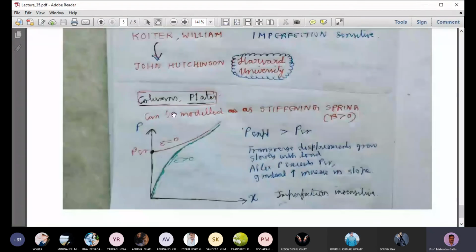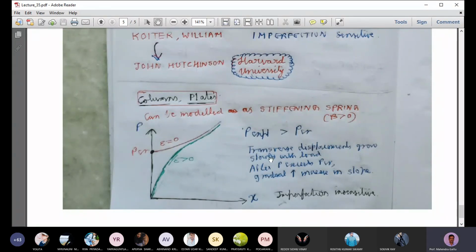And columns and plates can be modeled using stiffening springs. That means the columns and plates behave like this. And here the P max which occurs in the columns and the plates is higher than the critical buckling load. So we are safe here. So experimentally, when you test a plate or a column, the maximum load which the column or the plate can take will usually be higher than the P critical, that is, the mathematically obtained Euler critical buckling load.